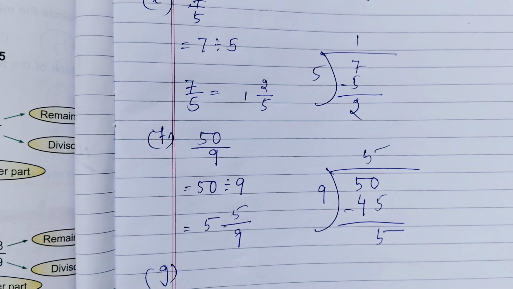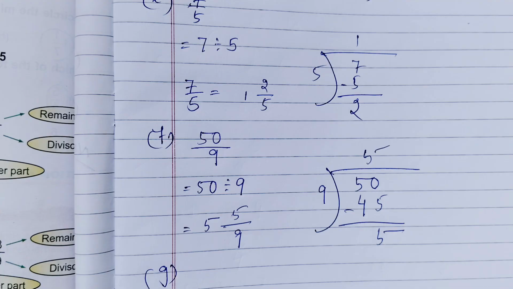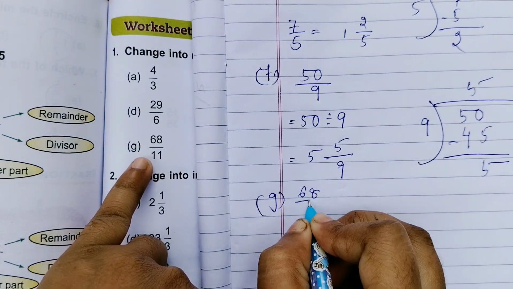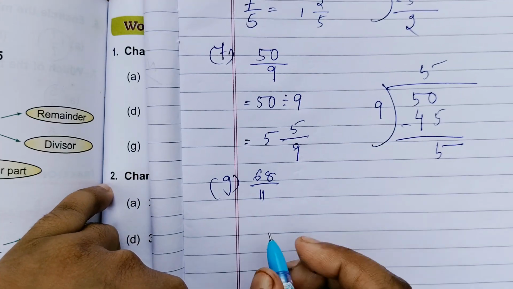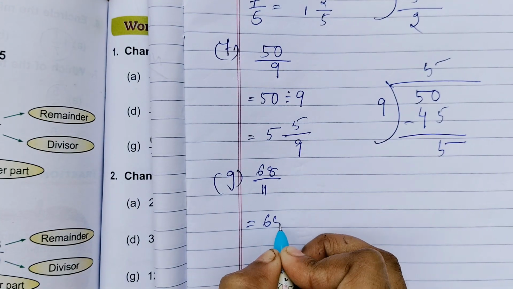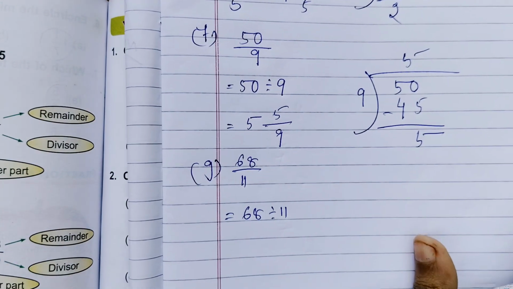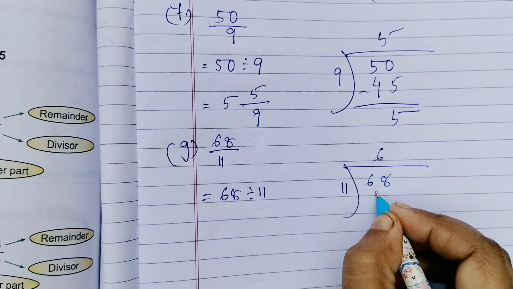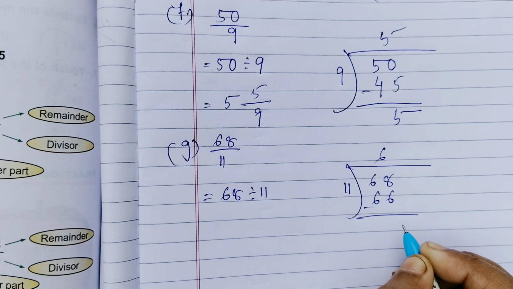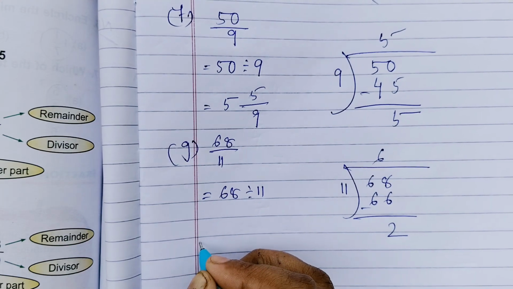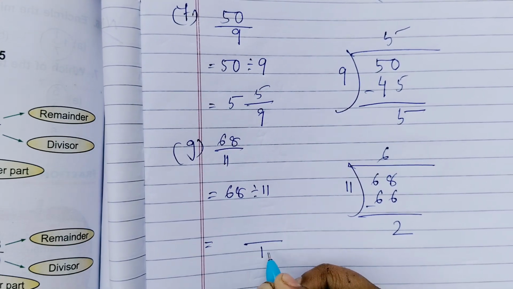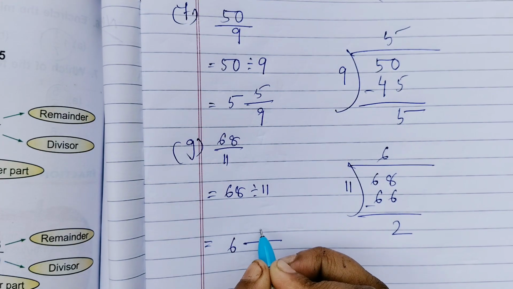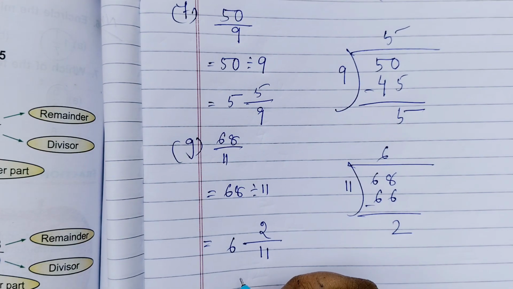Now another, point G. 68 by 11. First it can be written as a division sum, 68 divide 11. Now we divide it. 11 6s are 66. Then 68 minus 66 equals 2. So we write 6 whole of 2 by 11.